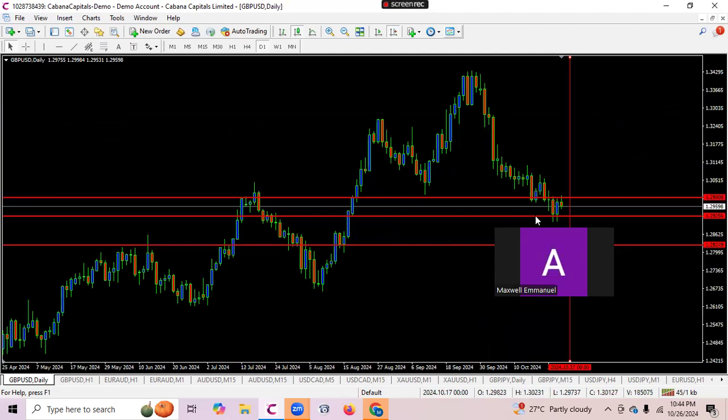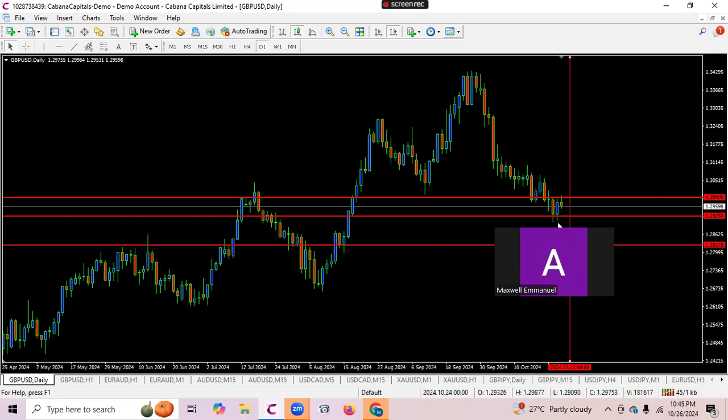Okay, so this was the Friday candle. This was Thursday, yeah, this was Thursday. So this closed as a bullish candle. We had a double bottom or equal low here, which is an area of liquidity at the moment. This equal low is an area of liquidity.